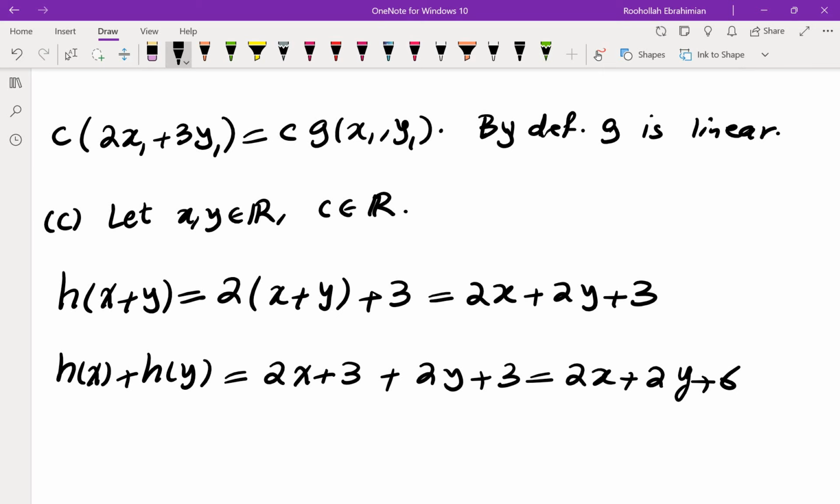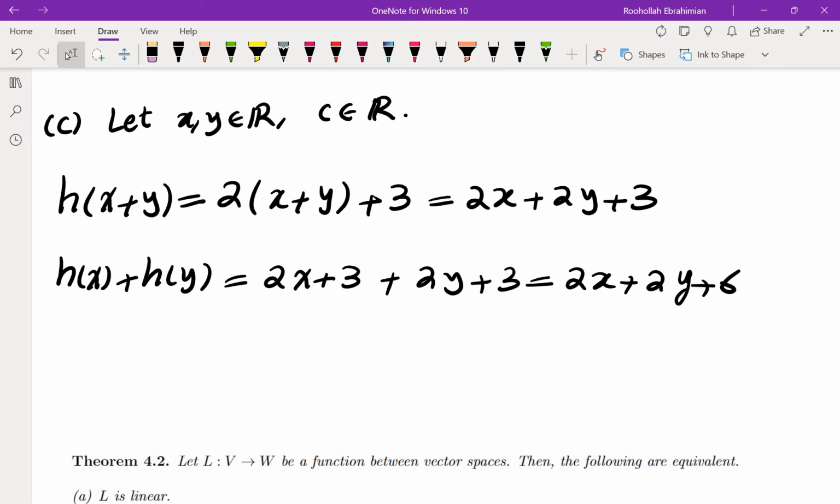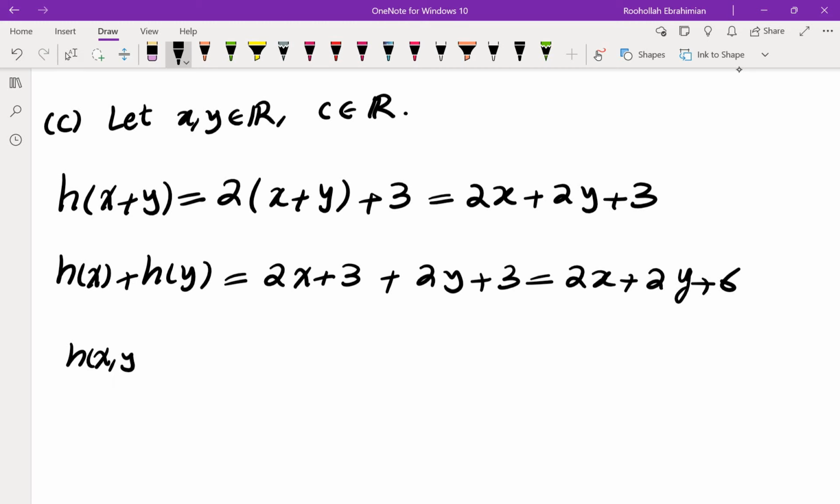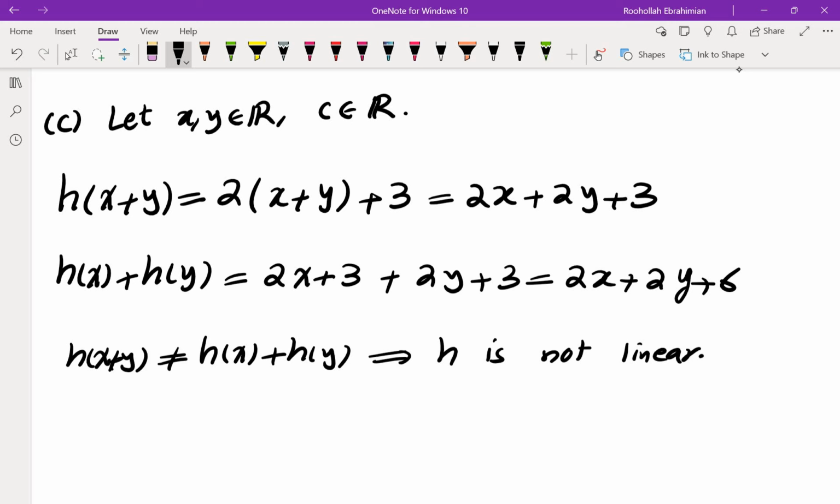In order for it to be not linear, it doesn't have to be that the equality never happens. It just has to be the case that the equality does not happen for some x and y. But in this case, h of x plus y is never the same as h of x plus h of y, which means h is not linear. So keep in mind that in order to show something is linear, you'll have to show the equalities, additivity and homogeneity, hold for every two vectors and a scalar. In order to show something is not linear, you'll have to just give one example.